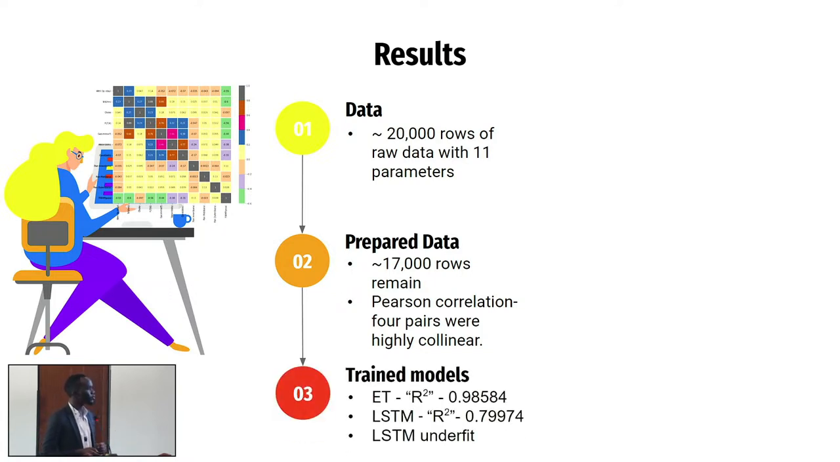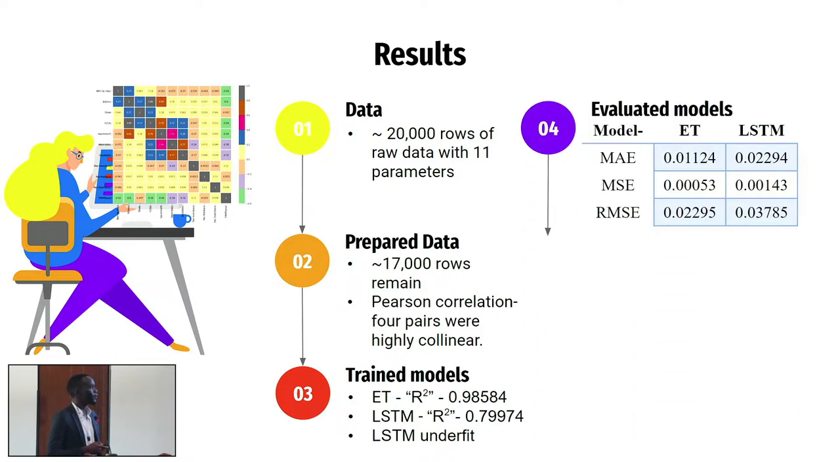Then we trained the models and found that the error for the extra trees algorithm was much better than for LSTM. After a minor evaluation, we found that the LSTM algorithm probably underfit because it requires a lot of data compared to the extra trees algorithm. Extra trees is best when you don't have a lot of data in your dataset. The evaluation criteria normally used are root mean square error, mean square error, and mean absolute error. For the extra trees algorithm, the errors were much smaller, about half of those of LSTM.